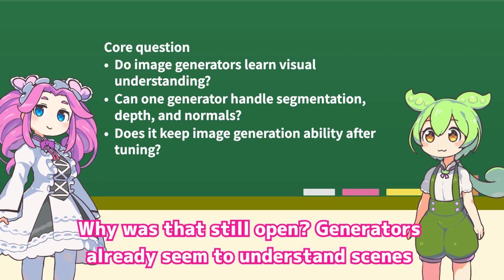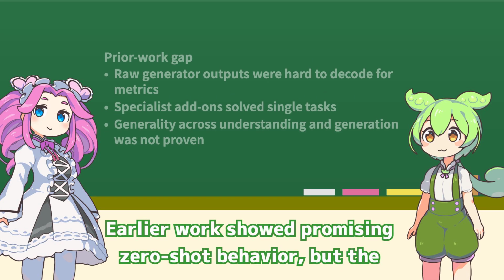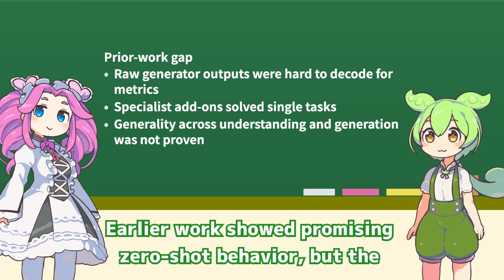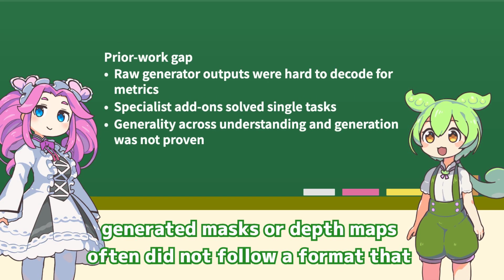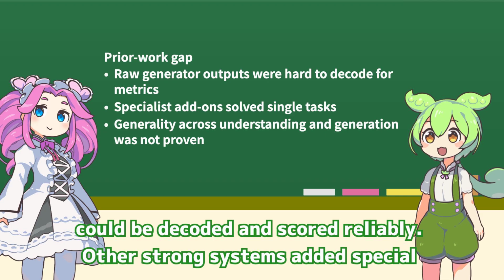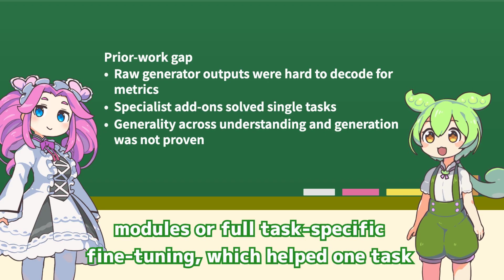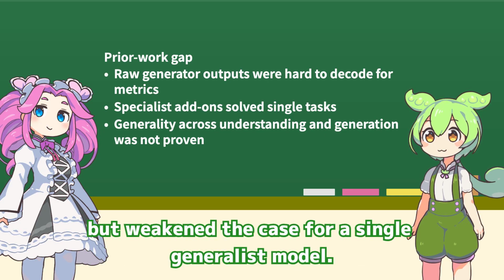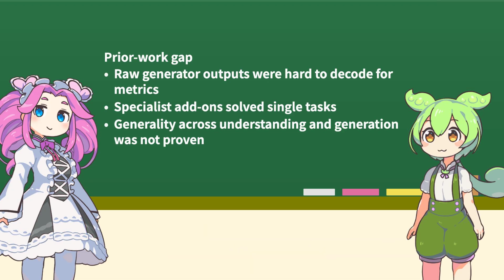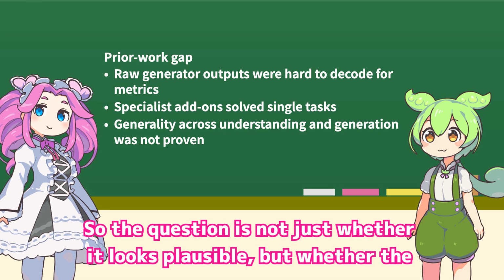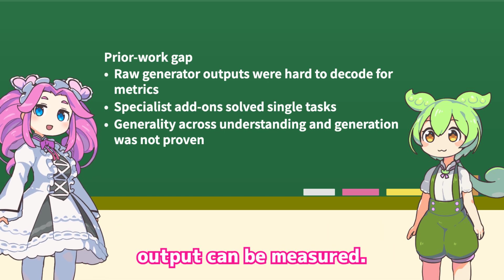Generators already seem to understand scenes when they make images. Earlier work showed promising zero-shot behavior, but the generated mask or depth maps often did not follow a format that could be decoded and scored reliably. Other strong systems added special modules or full task-specific fine-tuning, which helped one task but weakened the case for a single generalist model. So the question is not just whether it looks plausible, but whether the output can be measured.